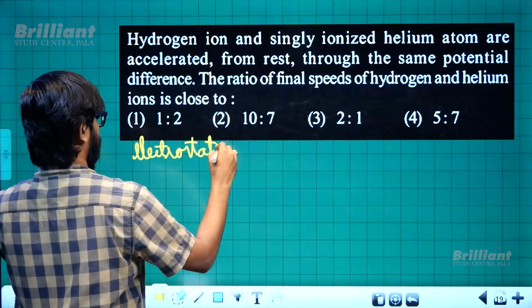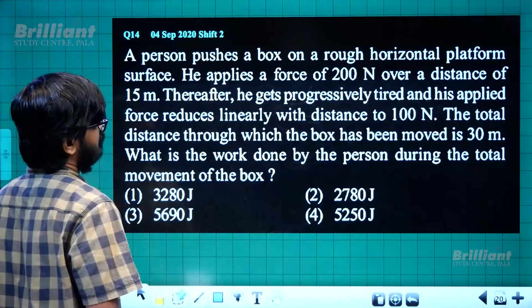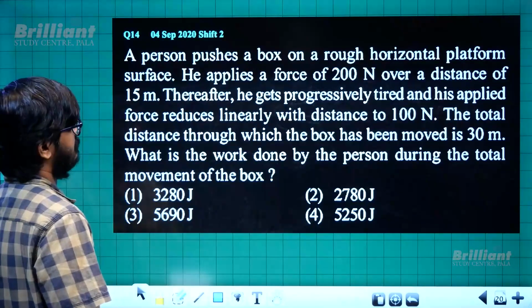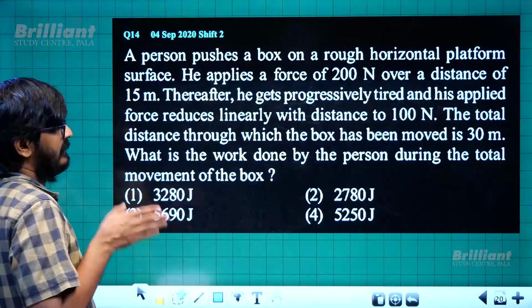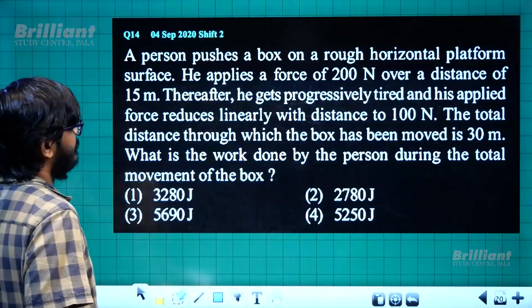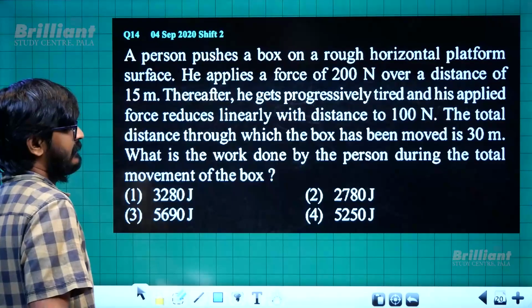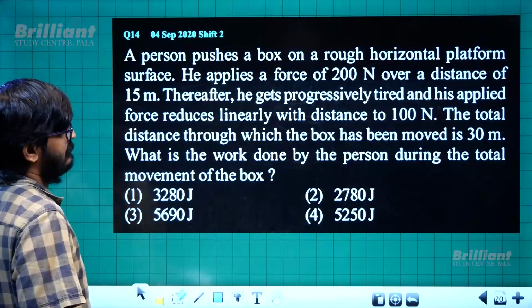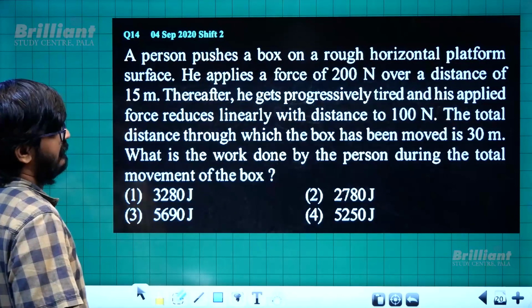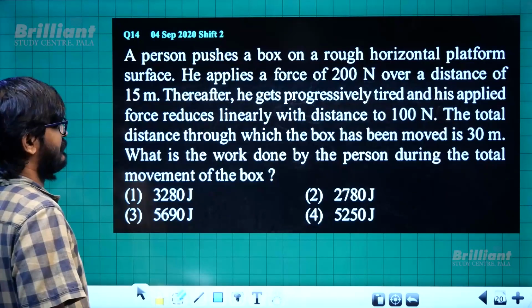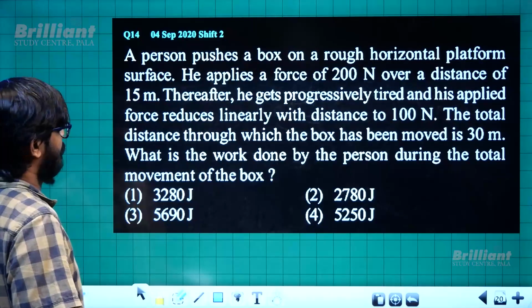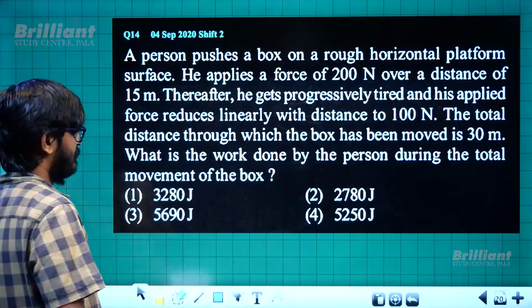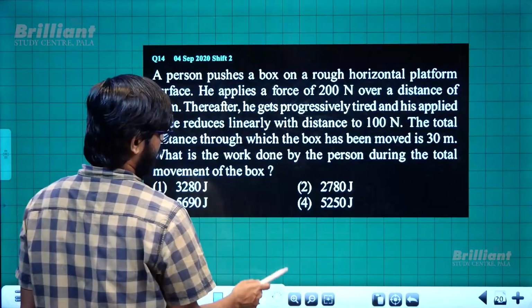A person pushes a box on a rough horizontal surface. He applies a force of 200 Newton over a distance of 15 meter. Thereafter he gets progressively tired and his applied force reduces linearly with the distance to 100 Newton. The total distance through which the box has been moved is 30 meters. What is the work done by the person during this movement? So there are two situations.